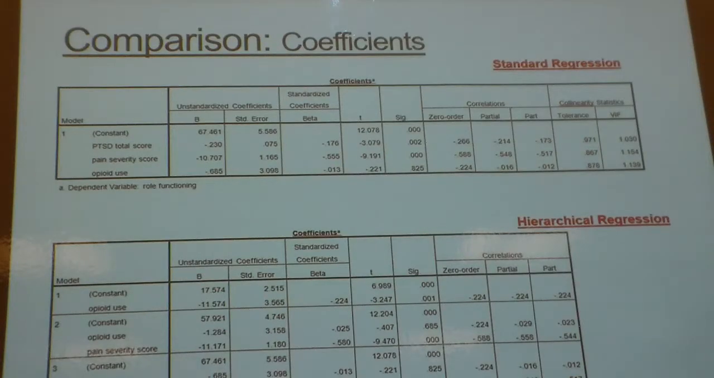If we go through and take a look at our coefficients, same thing here, right? This is our coefficients table from our standard and simultaneous regression. Again, these are my coefficients for just opiate use. This is a separate model where I add the 2 in together. This is the 3rd model where I end up having all 3. What's the relation of my coefficients in step 3 of this model with my simultaneous model?